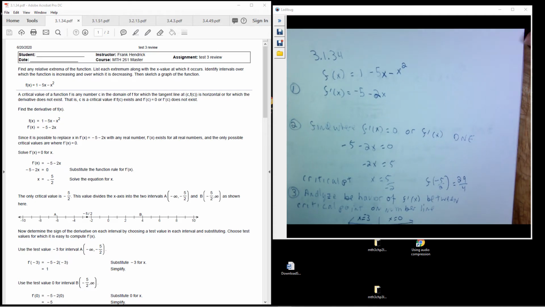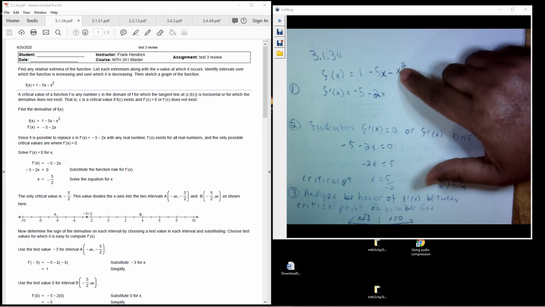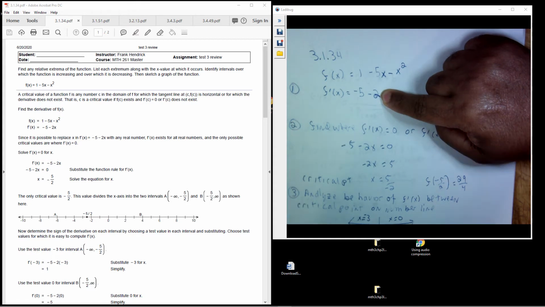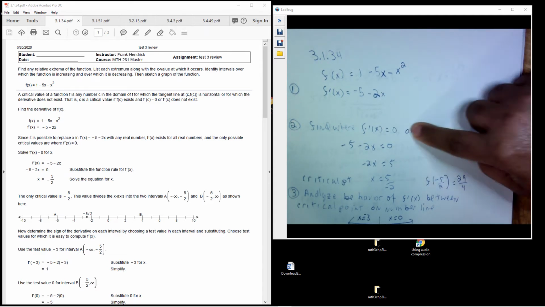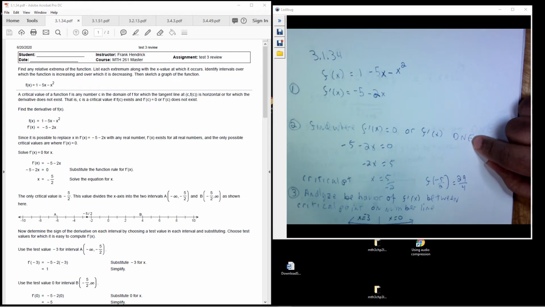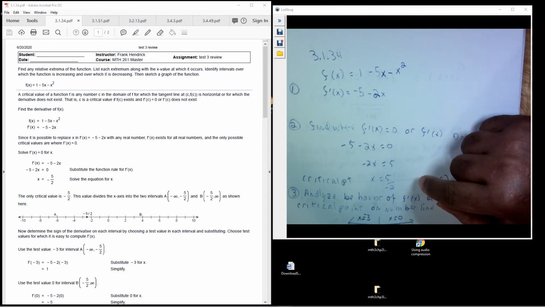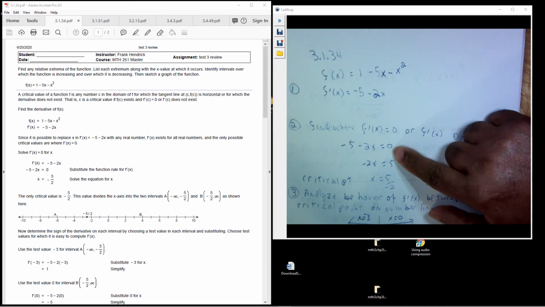So the first thing to do, they give us the function. We find the first derivative, set the first derivative equal to 0, and find our critical points. So I find my first derivative here, and I set it equal to 0. Find where it's equal to 0 or doesn't exist, and that's a potential critical point. So I set it equal to 0 here.